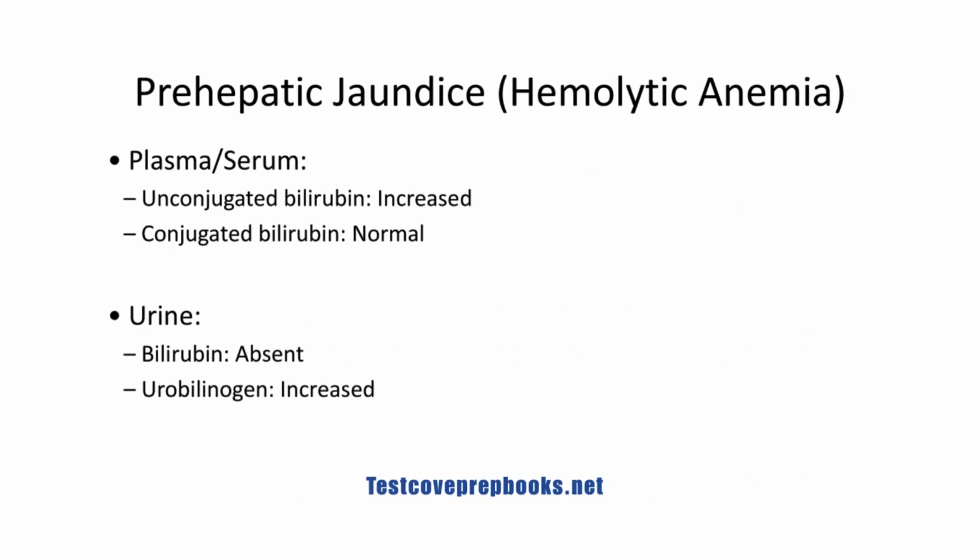Let's further review bilirubin and disease states. Pre-hepatic jaundice, such as in hemolytic anemia. When there is increased destruction of red blood cells, more unconjugated bilirubin builds up in the plasma. Conjugated bilirubin remains normal because the liver is functioning properly. In the urine, there is no bilirubin present since unconjugated bilirubin is not water-soluble. But urobilinogen is increased due to the excess bilirubin being converted in the intestine and reabsorbed.